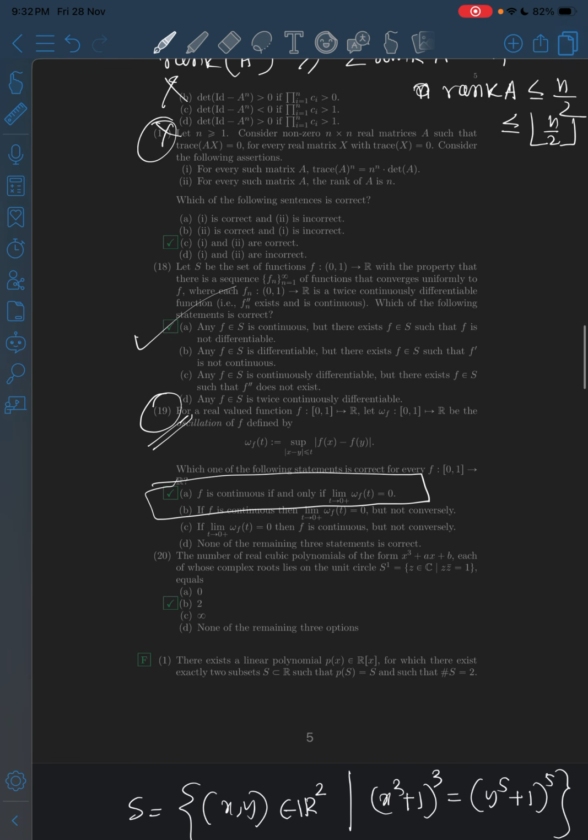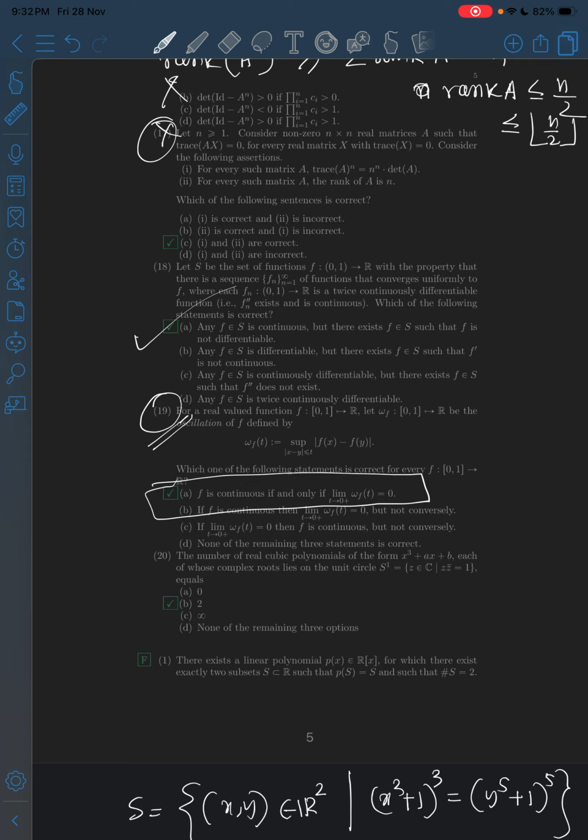Okay. Now the last problem, question number 20, and then I will come back to question number 17. Question number 20 is saying: the number of real cubic polynomials of the form x cube plus ax plus b for which all complex roots are on the unit circle. How many polynomials are there?